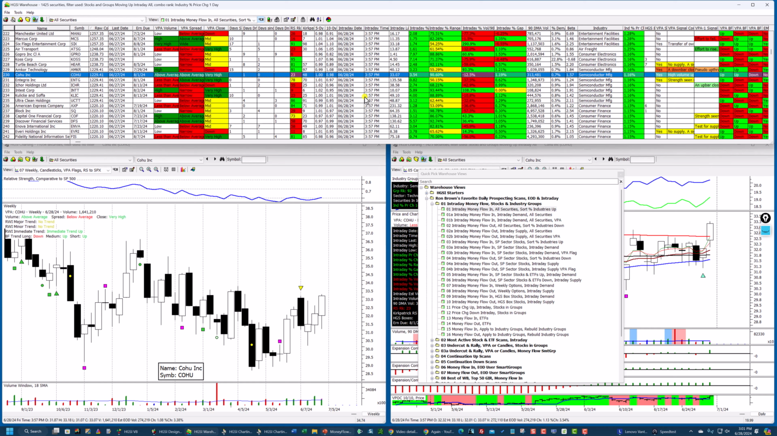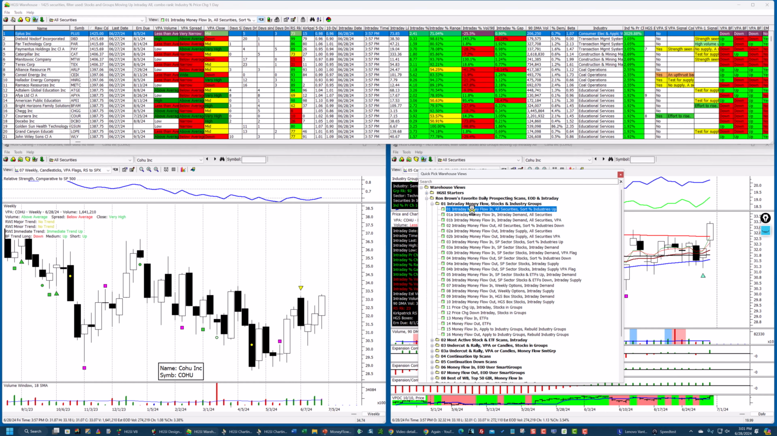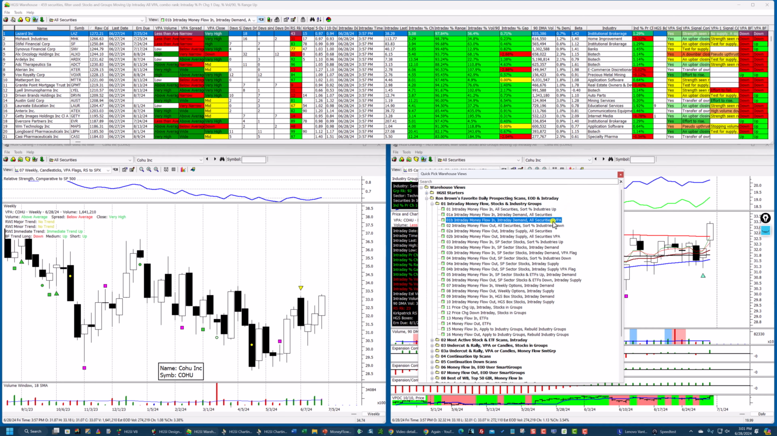So I just happened to grab that stock, but let's see if we can find a stock that is a little better. Now I am in the intraday money flow, all securities. I did that because I wanted to show you all of the industry groups, but let's go down to 1B. These are stocks that had a VPA flag yesterday. You can see looking over here, here's yesterday's VPA and here's the prior day. So this is an institutional brokerage stock. It's up 5% today.